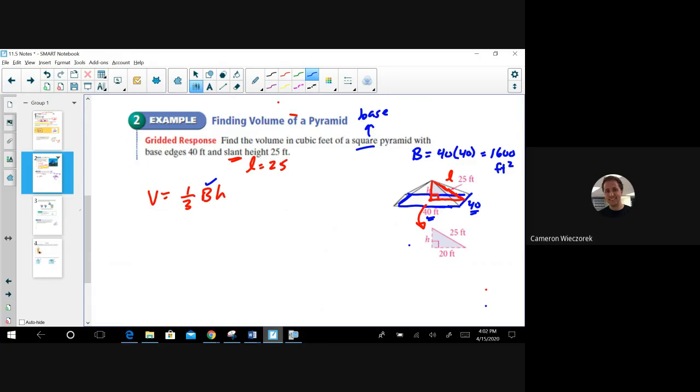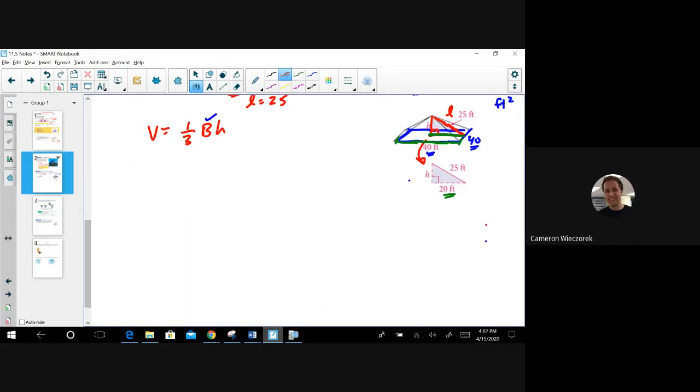Now the height, I know that this base edge is 40. And we've seen this trick before when we did surface area. If I want to go from the center of that square to the midpoint of that side, this little green piece that I am drawing right here is just the apothem, which is going to be half the length of that base edge, which is why I have 20. Okay. Little Pythagorean theorem to save the day. H squared plus 20 squared equals 25 squared.